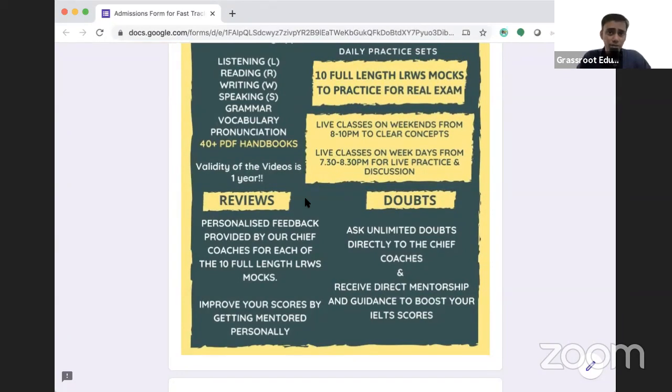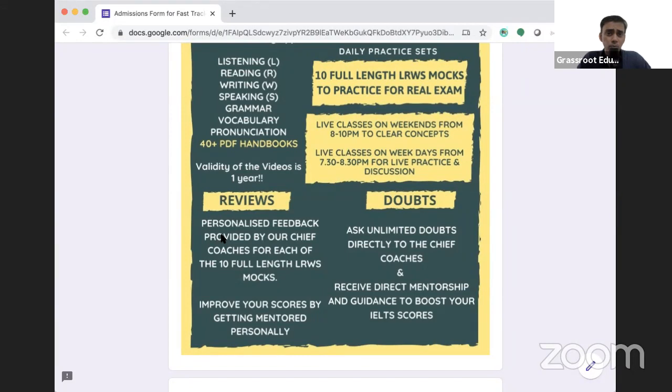So we have to go fast. You will have 10 full-length mock tests. How this works is that we will send you the questions for LRW, you solve them and send them back to us, and we will correct them and send you a report. Next, for speaking, a live interview will be conducted, and this interview will be recorded. We will evaluate your speaking and send you the report, along with an attachment of the audio file.